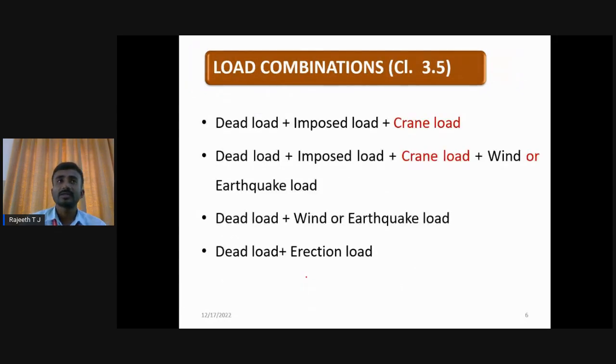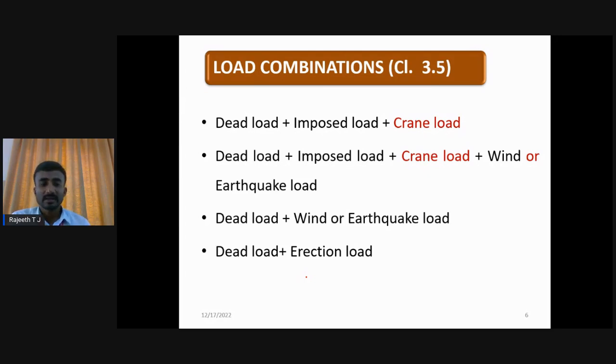When it comes to the load combinations, this is an important one. In the last slide we saw what loads come onto steel structures, particularly the erection load. The load combinations are available in clause 3.5 of IS 800. The first combination is dead load plus imposed load plus crane load. The crane load will come only in case of steel structures, whereas in case of RCC we consider only dead load and imposed load. Here we need to add one extra thing, that is crane load. Crane load will come across due to the erection of steel structural elements.